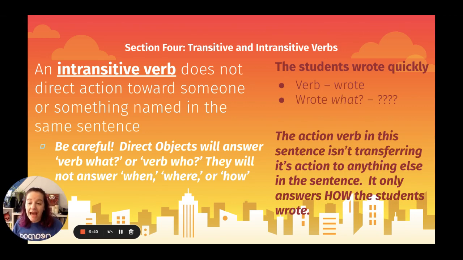Now, we could add information to the sentence to make it a transitive verb. If we said the students wrote essays, then we would be able to answer verb what, but in this case, it's only verb how. And so this is an intransitive verb because there is no transfer of action from the student's writing to something that's receiving that action.